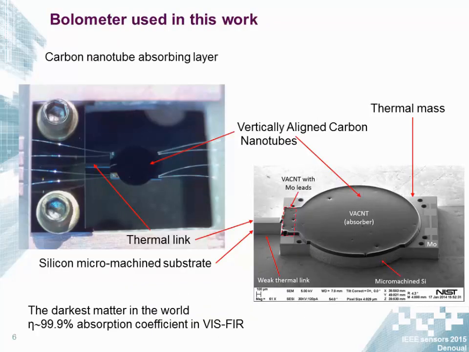So this is the device we are using. It is a silicon thermal mass with a silicon thermal link. And what is interesting is the absorber using vertically aligned carbon nanotubes to get what is called the darkest matter in the world, with the absorption coefficient close to 100%. So these are the devices used. You can see here really dark matter. The size is quite big, so the device is slow, but it's a device to implement the smart functions you will see afterwards. So here it's a 3 millimeter wide disk.